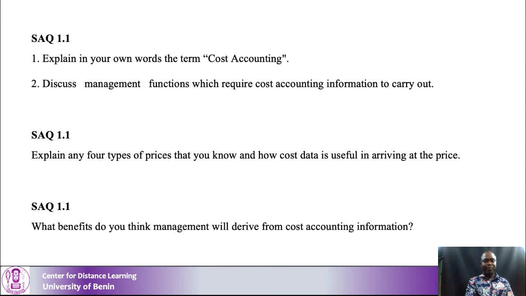1. Explain in your own words the term cost accounting. 2. Discuss management functions which require cost accounting information to carry out. Explain any 4 types of price that you know and how cost data is useful in arriving at the price. 3. What benefits do you think management will derive from cost accounting?